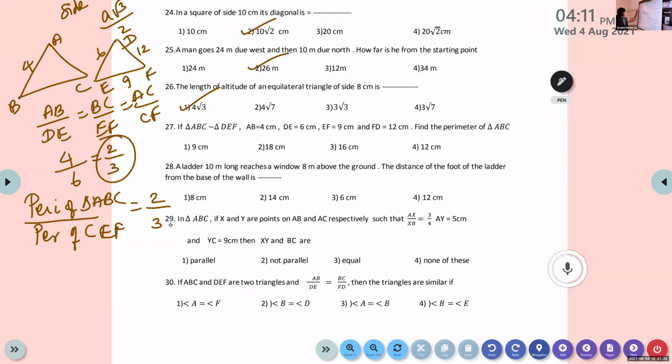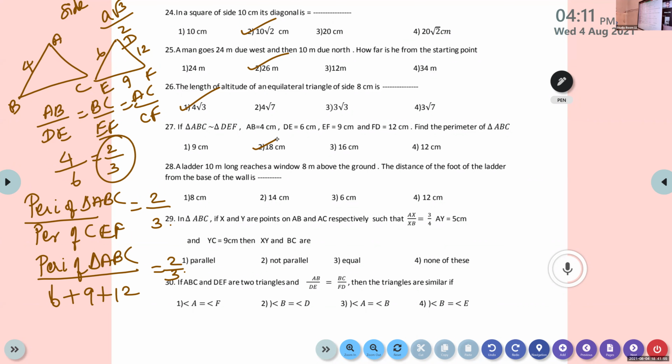Now what is the perimeter of the triangle ABC? We want to find it. So the perimeter of triangle ABC by the perimeter of triangle DEF, 6 plus 9 plus 12, is 2/3. So from here, what is the perimeter? 18 centimeters. 18 centimeters. Again, the next one, the ladder question.